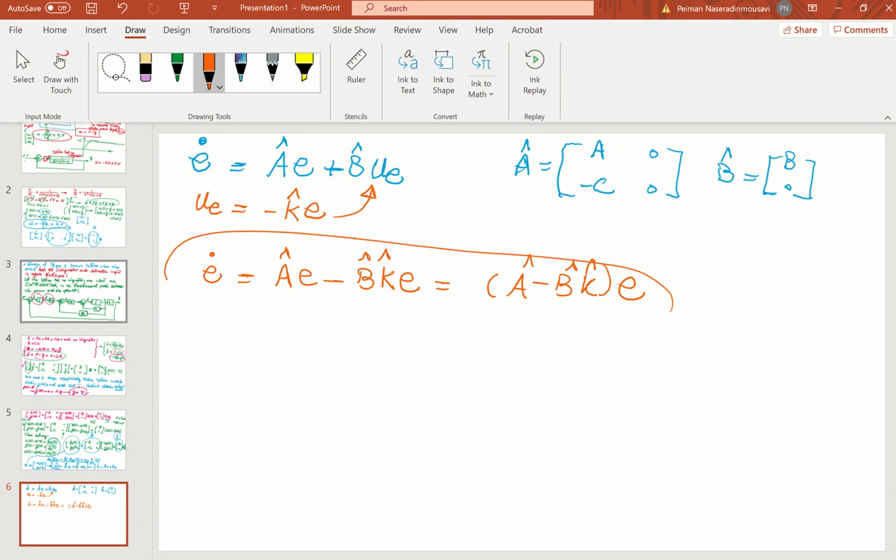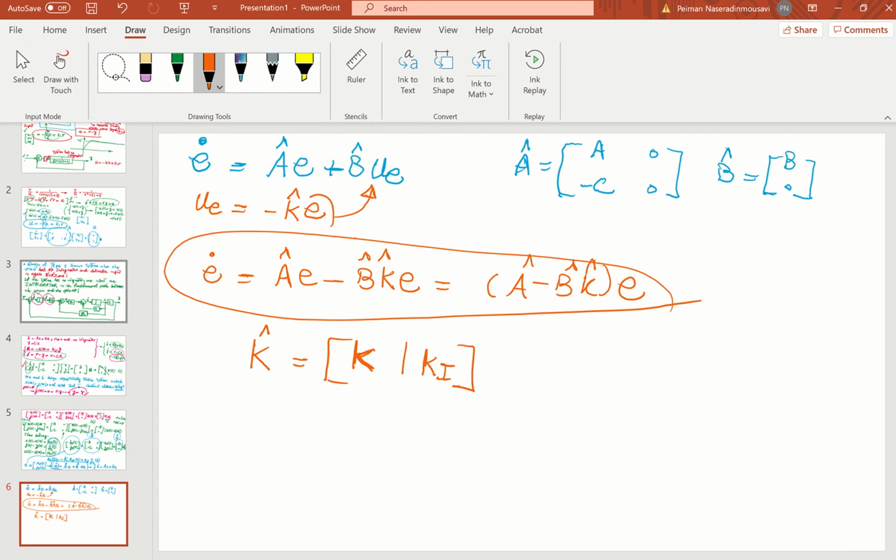Now we know this equation. Remember, I taught you. So what is K hat? K hat is the original K that you designed by Ackermann, and K I. So your new state is the error signal. Understand? So here we go.